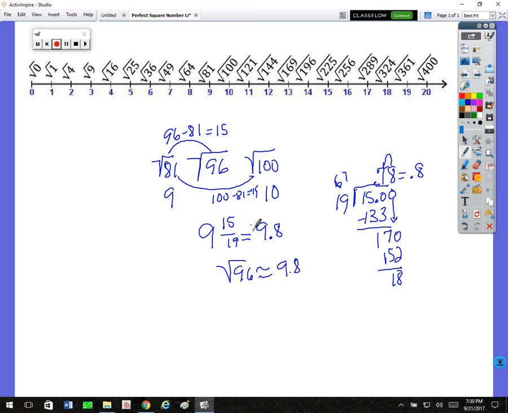And if you look, again, this is almost 10, isn't it? Because 96 is really close to 100. So it would probably go somewhere about right here. So all you're doing, remember, is creating that mixed number, and changing the fraction part of the mixed number into a decimal. Let's try one more.